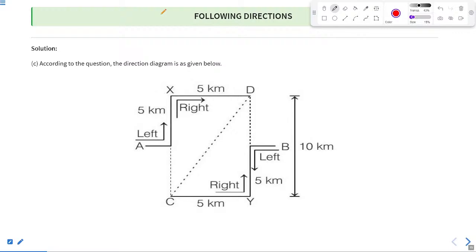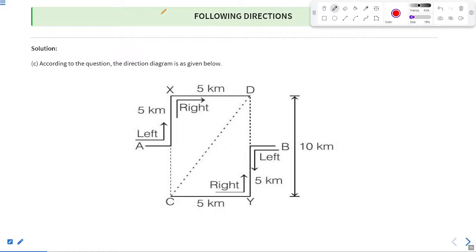So we have 5 kilometers after turning left, 5 kilometers after turning right, and similarly 5 kilometers after turning right and 5 kilometers after turning left. So since both of them move, one of them moves north 5 kilometers, the other moves south 5 kilometers. Therefore, they are both at a distance of 10 kilometers. And one moves west, one moves east. So again, 5 kilometers.